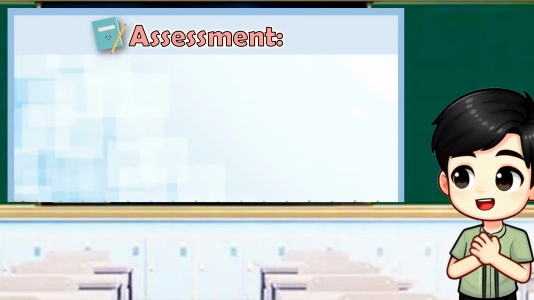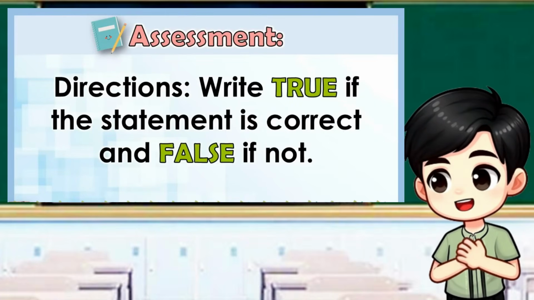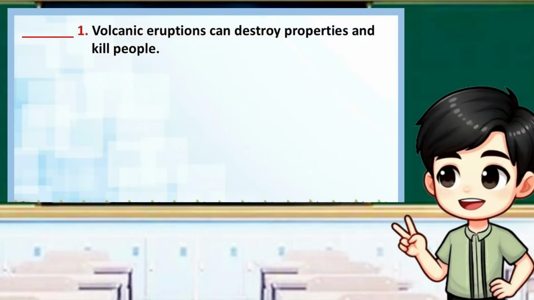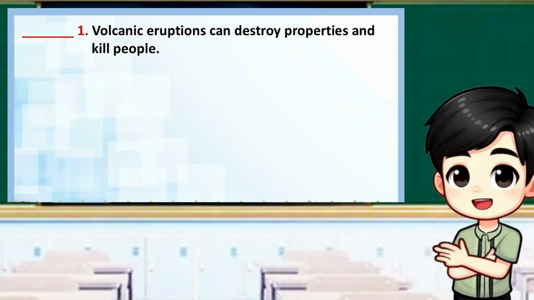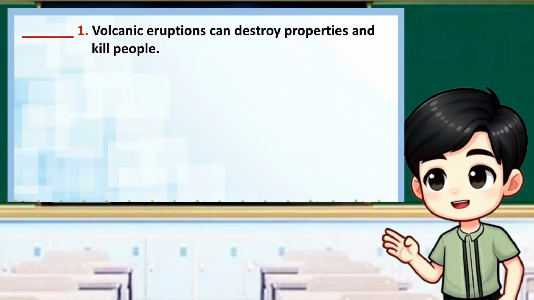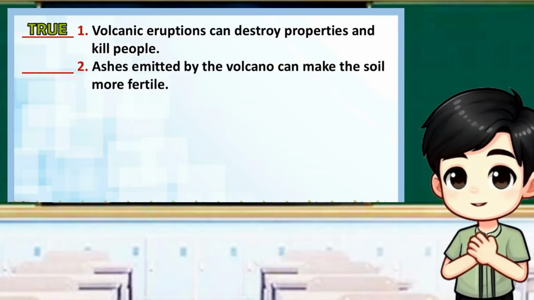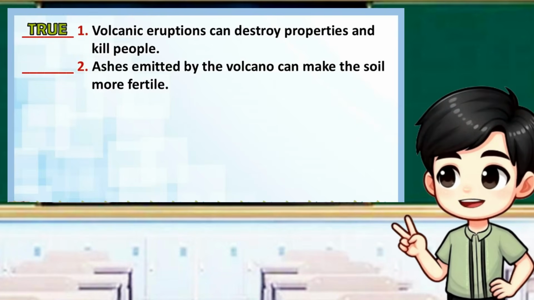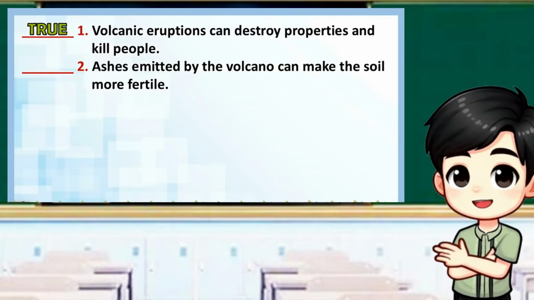And for the assessment, directions: write true if the statement is correct and false if not. Number 1. Volcanic eruptions can destroy properties and kill people. Is it true or false? Very good. The correct answer is true. Number 2. Ashes emitted by the volcano can make the soil more fertile. Is it true or false? Very good. The correct answer is true.